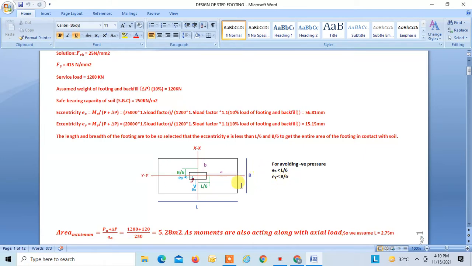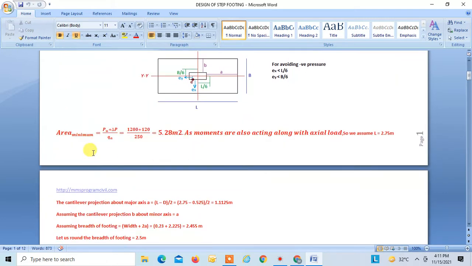This is L by 6 and this side also you have L by 6. Our eccentricity ex should fall in the middle third of the length. Similarly, this is B by 6, over here there will be B by 6, and your eccentricity ey should fall in the middle third of the width, right? Then only we can avoid the negative pressure on the footing.